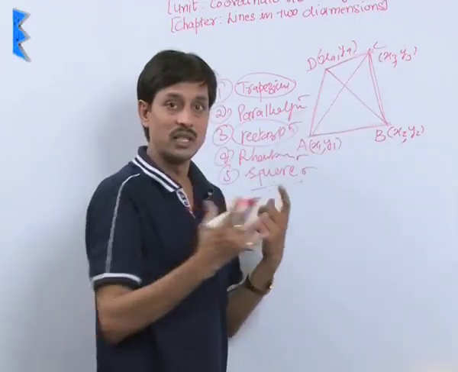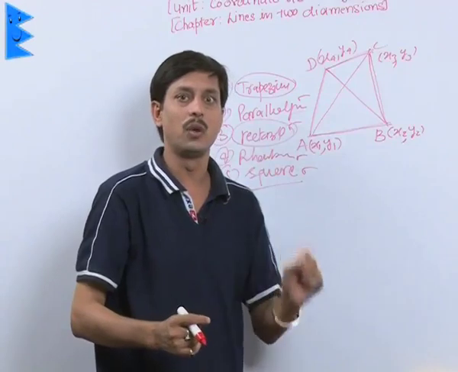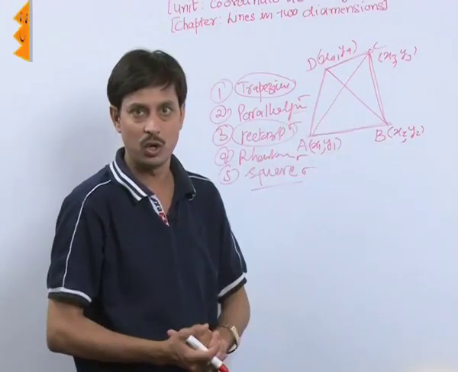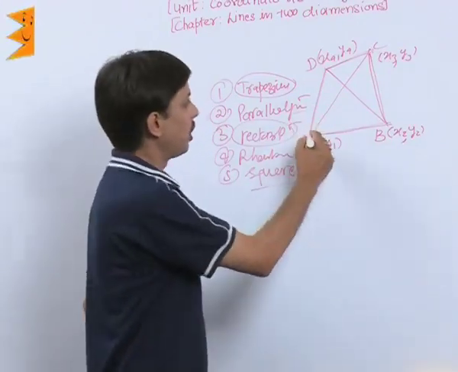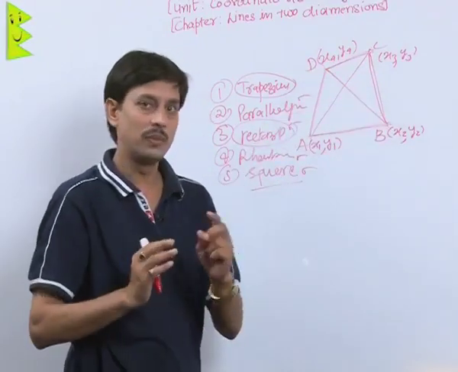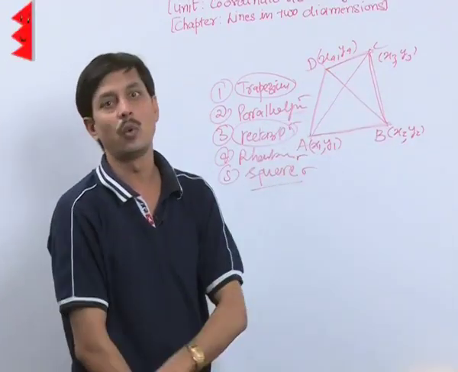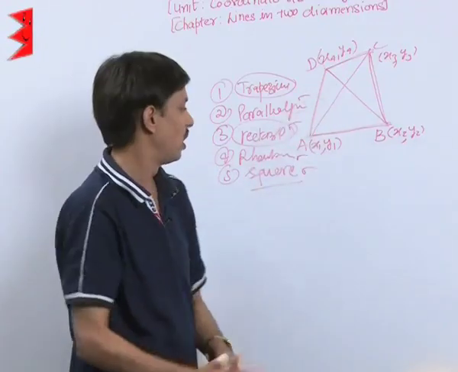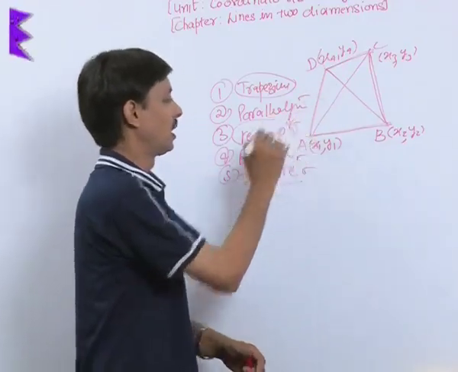AC, what is the diagonal? A diagonal is that line segment which joins the opposite vertices of any quadrilateral. So AC is the first diagonal, BD is the second diagonal. If these lengths have been calculated and are equal, we say it is a rectangle.